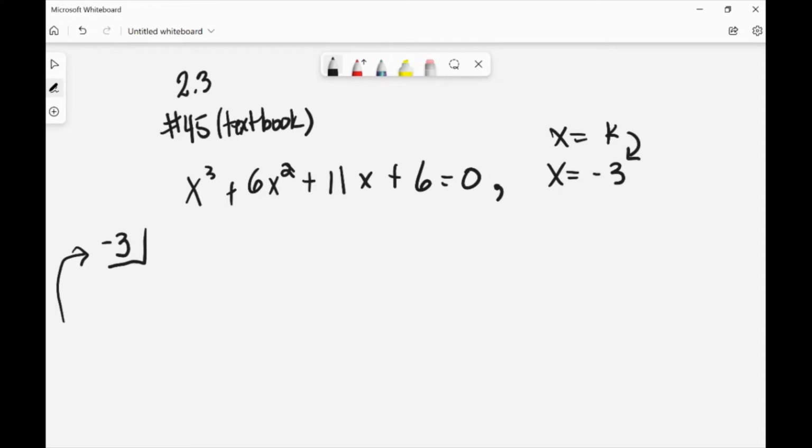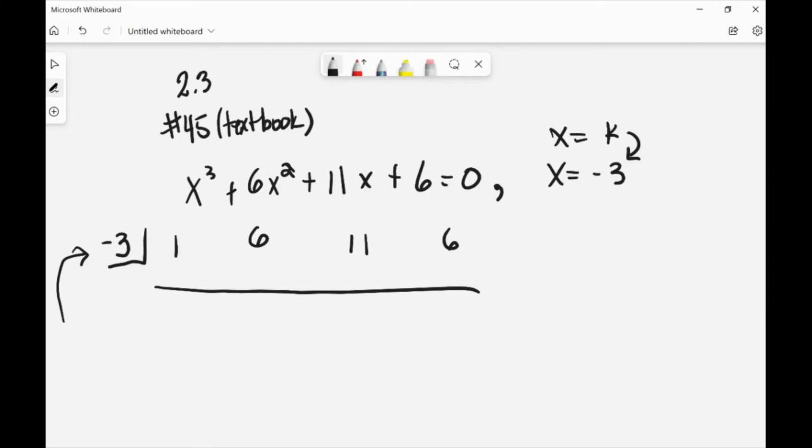All right. What numbers are we going to put up here for synthetic division? 1, 6, 11, 6. All right, we weren't missing any terms. Okay, good.